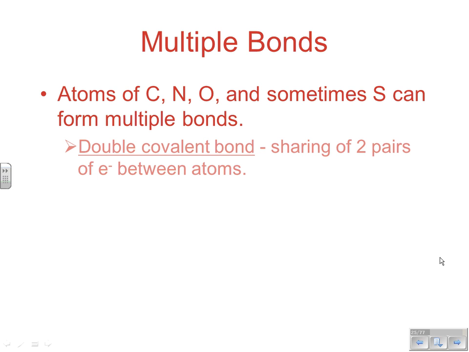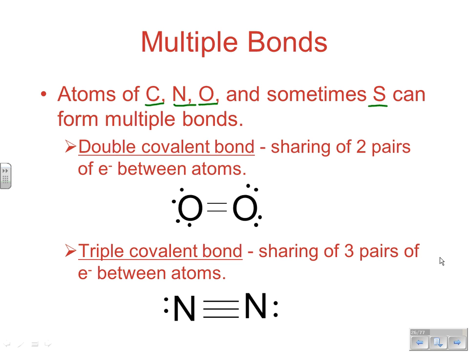Now, if we can have single covalent bonds, it should make sense that we also have double and triple covalent bond situations. Now, last year, you never really got into what forms multiple bonds, but the things to watch out for would be carbon, nitrogen, oxygen, and then sometimes even sulfur. Those are the four culprits with multiple bonding. So if you see you have those, watch out for possible multiple bonding situations. And if you have multiple bonds, it's going to be forming between the carbons and the nitrogens and the oxygens and sometimes the sulfur.